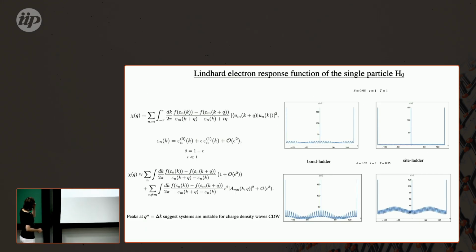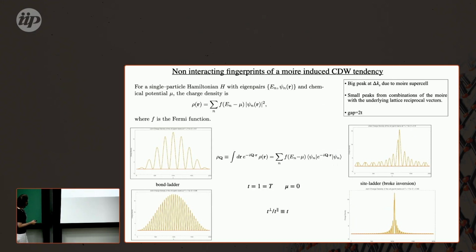So let's start by looking at the linear electron response function. One can compute the whole thing, but we can again expand the energy at first order and also expand this overlapping, and just plot this part to start with. And we see that, of course, the peaks coincide with the moire periodicity of the system, but there are little wiggles here.